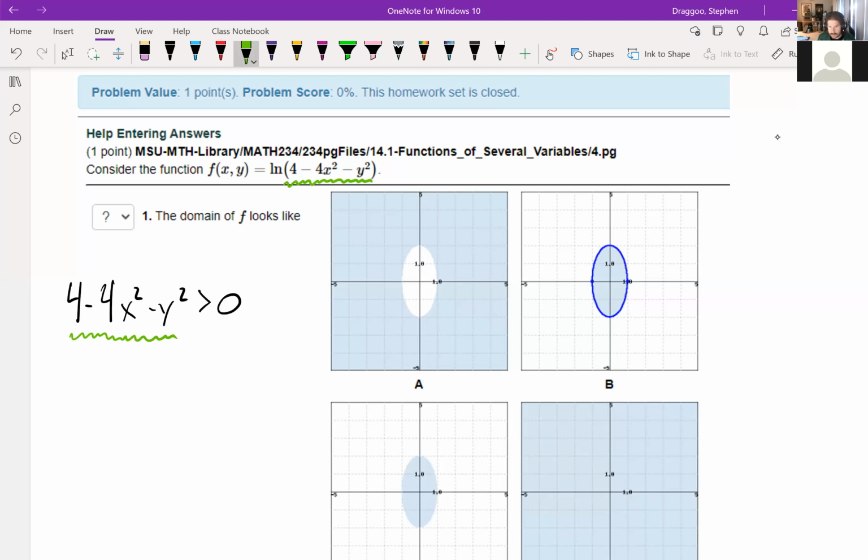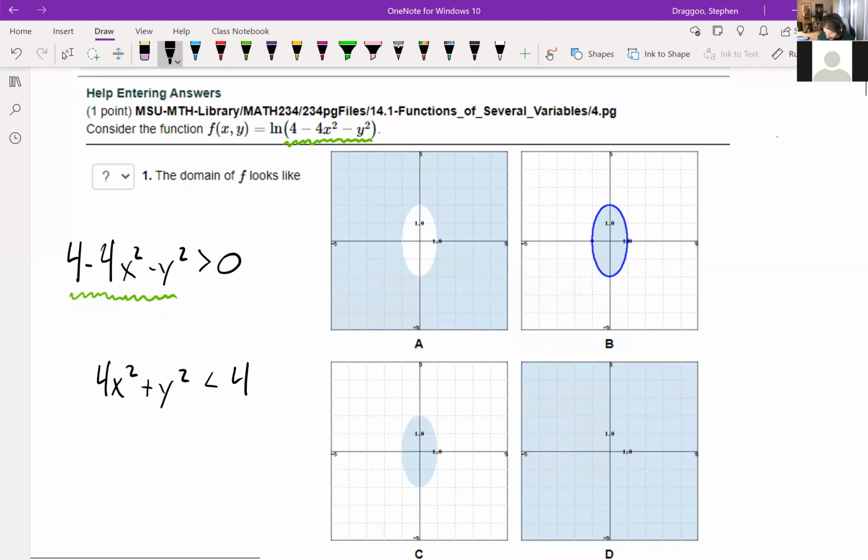But that's where I'm going to get these two pieces from. Move some stuff around, Kansas City shuffle style. And we got 4x squared plus y squared is less than 4. Which this thing is the equation of an ellipse with a y radius of 2 and x radius of 1. So we're going to look for some elliptical shape over here on the right.